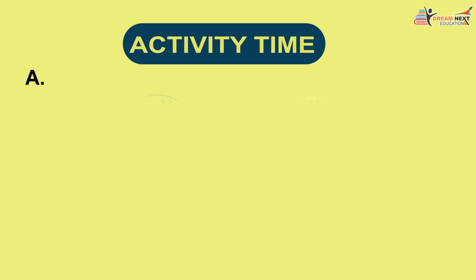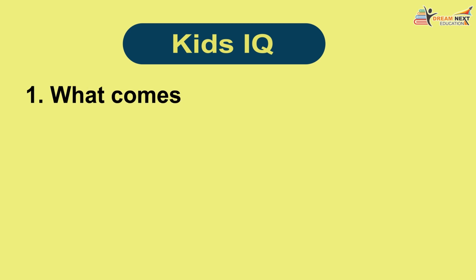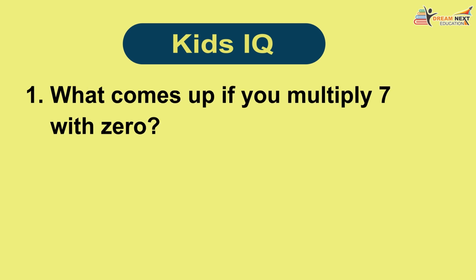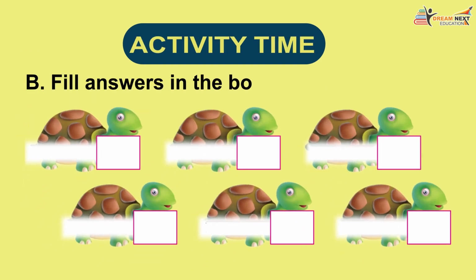Activity time. A. Multiply the numbers by center number. Kids IQ. What comes up if you multiply 7 with 0? What is the answer of 14 into 2? B. Fill answers in the boxes.